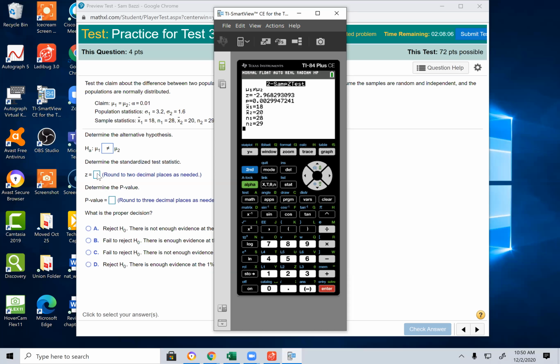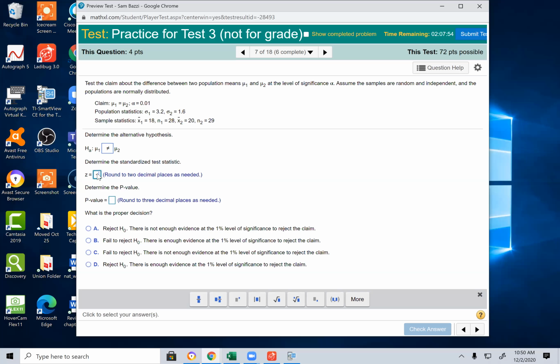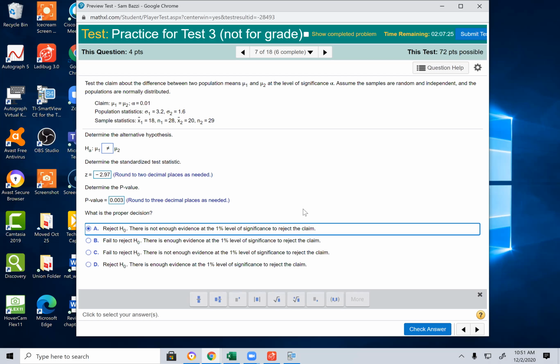So Z is negative 2.97. He says 2 decimal places. And the p-value is 0.003. So negative 2.97. Okay, what's the proper decision? Alpha is 0.01. Well, this is less than alpha, guys. So reject H0. And the claim is in H0, so there is enough evidence to reject the claim. When the claim is in H0, you have to use the word reject. So let me look for that language. Yeah, right here, A.